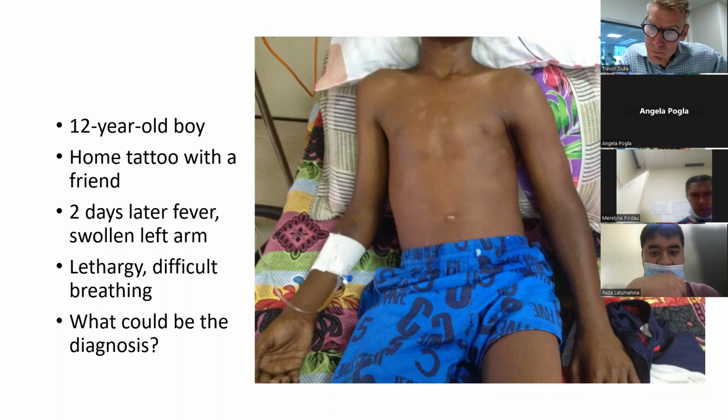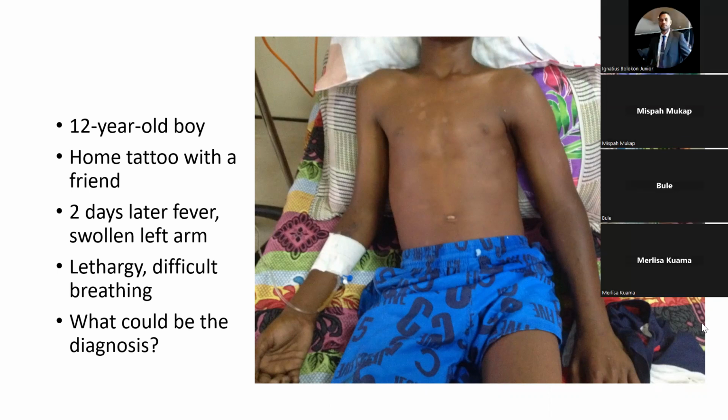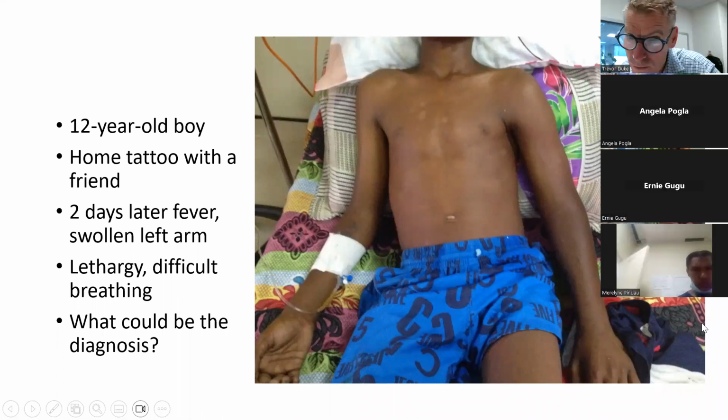Well, if you think about what happened, again, someone want to suggest? Either cellulitis or osteomyelitis. Yeah, very good. Most likely cellulitis or osteomyelitis. And remember, he's lethargic and he has difficulty breathing. So what could be? You've said cellulitis or osteomyelitis. Well, anything else?